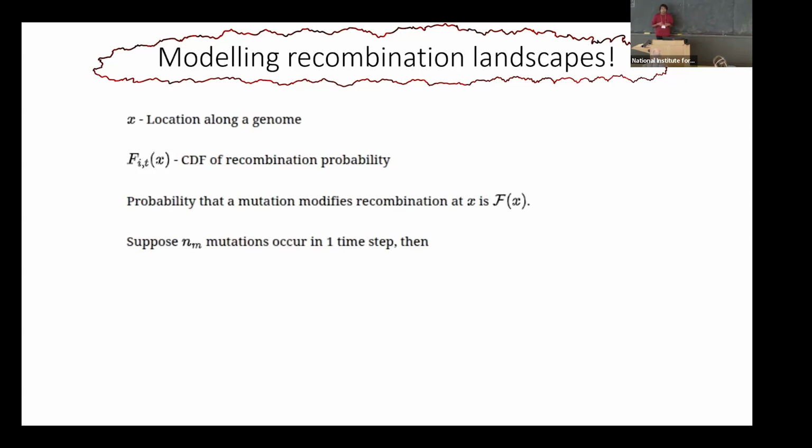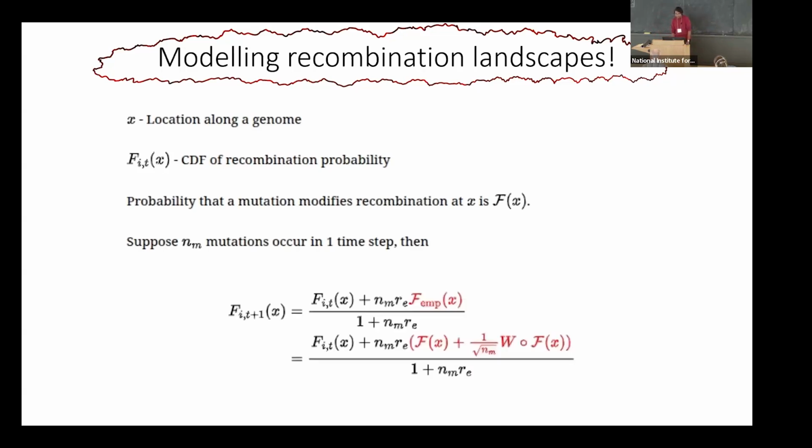But in reality, you only have a finite number of mutations falling, whereas the script f of x is for, like, as if you have a large number of mutations. So where the actual mutations end up landing is an empirical distribution of this script f.